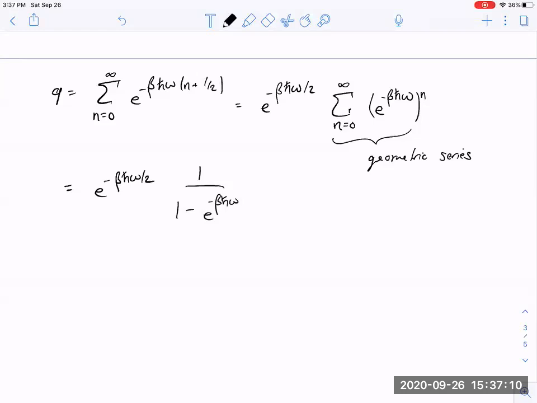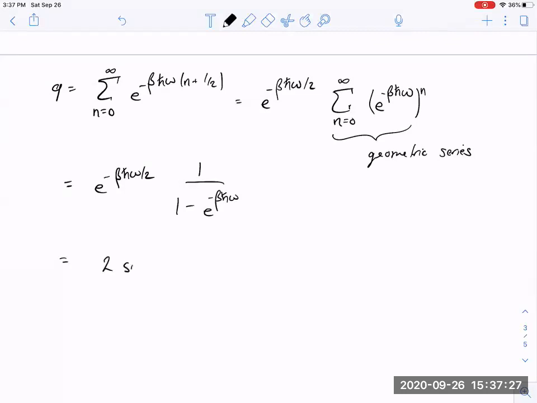If I multiply top and bottom by e to the beta h bar omega over 2, I would recognize that that is nothing but twice the hyperbolic sine function of beta h bar omega over 2, inverted. Nice compact way to represent that. Okay, well, that doesn't look very much like the classical result we got.